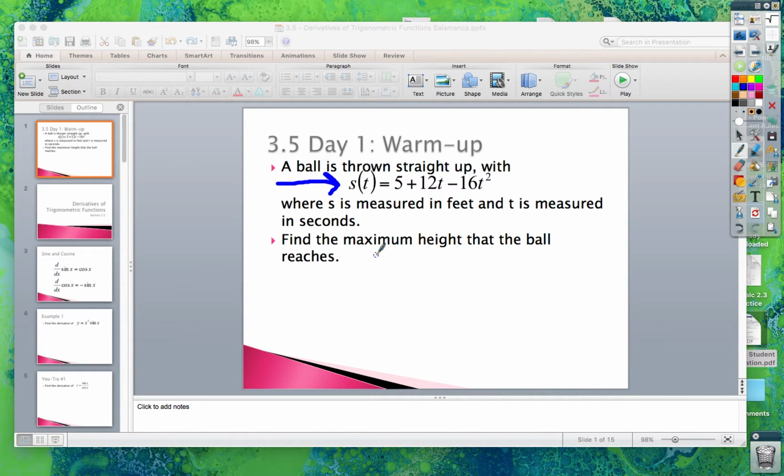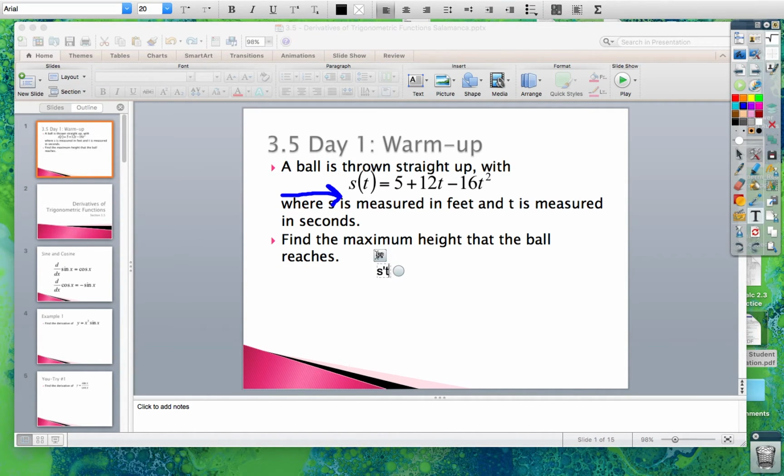Now because they want us to find the maximum height, we're going to need to take the first derivative. So if we take s of t, we get 12 minus 32t. And if we set it equal to 0, this helps us find our maximum height. So we're going to subtract 12 from both sides, and we end up with negative 12 equals negative 32t. And finally, we get 3/8 seconds.